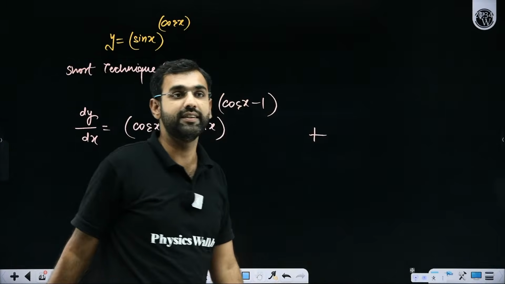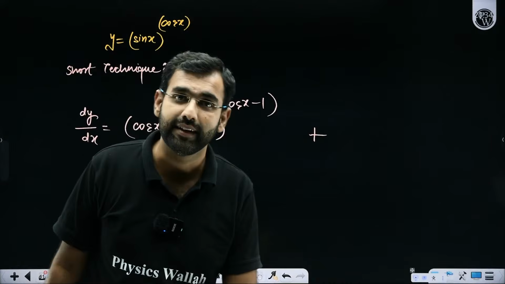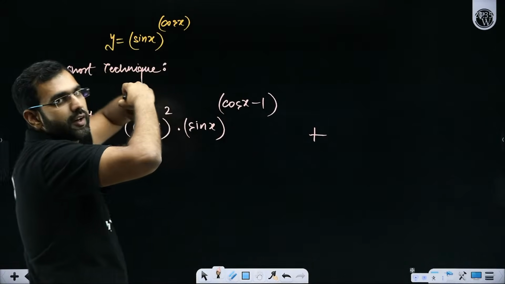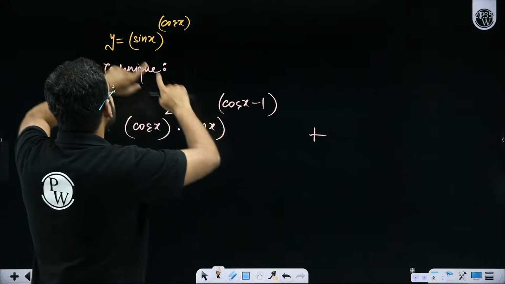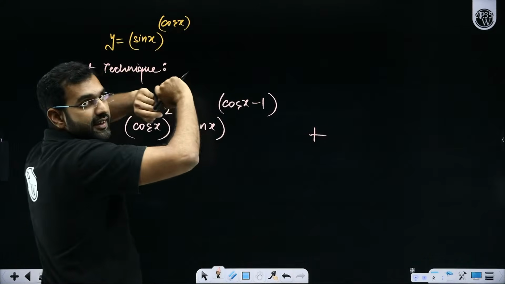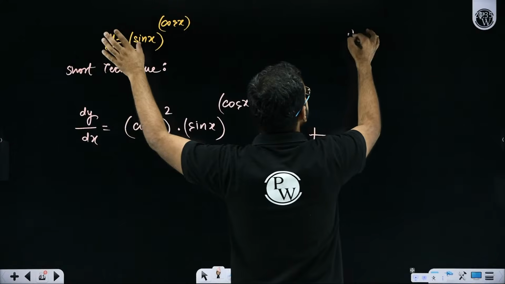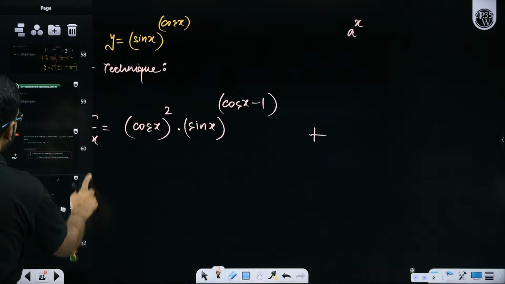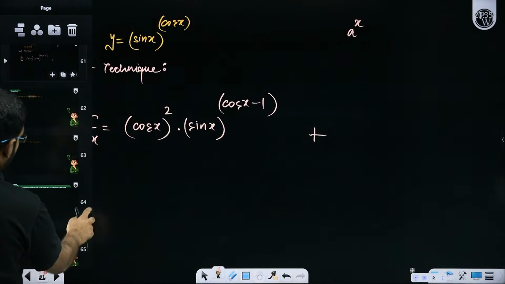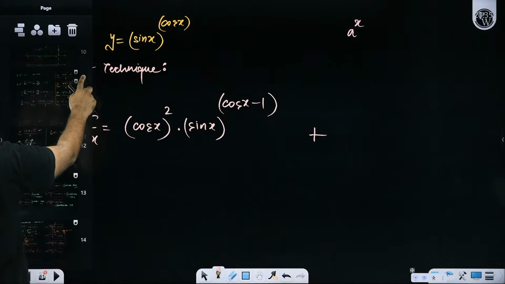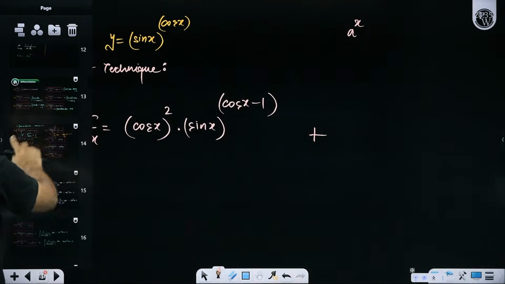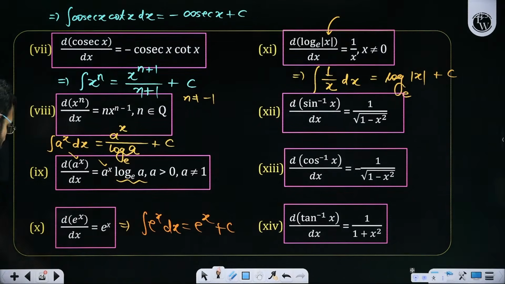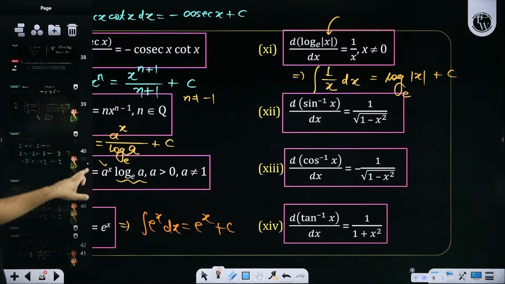Then what is the next thing, sir? The next thing is, now treat sin x as constant and cos x as variable. So don't you think it would be this kind of form, a to the power x? And I hope you remember we had a discussion on the formula for the derivative of a to the power x. The derivative of a to the power x is a to the power x ln a. That's exactly what I'll be using here.